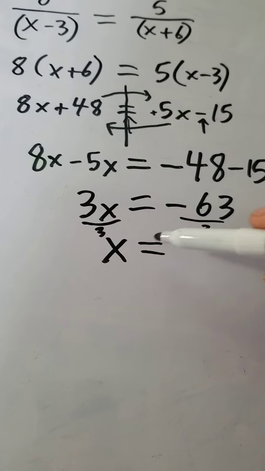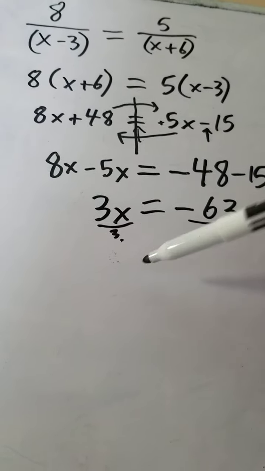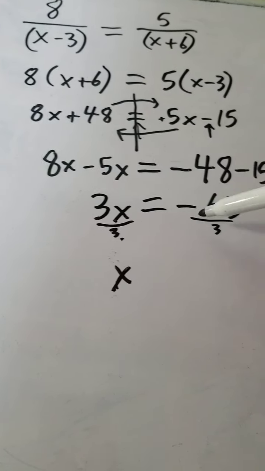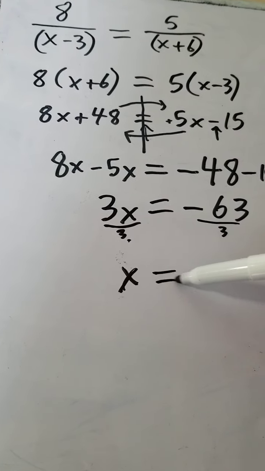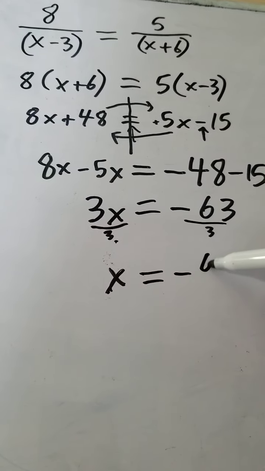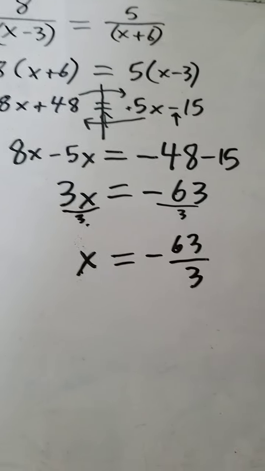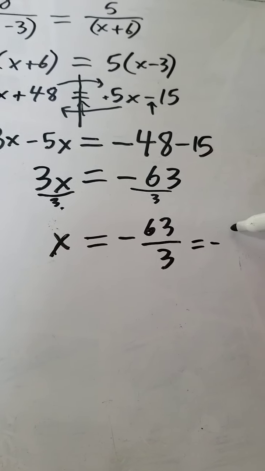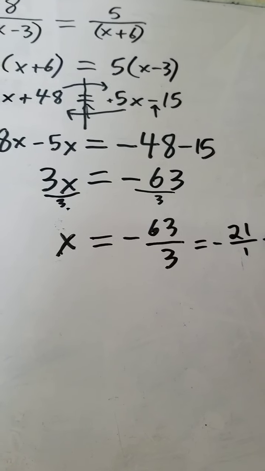So when you divide both sides by 3, here, I'll write that down, rather than actually solving for this, I'm just going to keep it as that negative 63 over 3. If you wanted to, that would also be equal to minus 21 over 1, which is just minus 21.